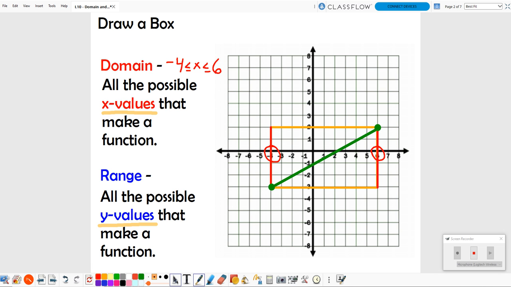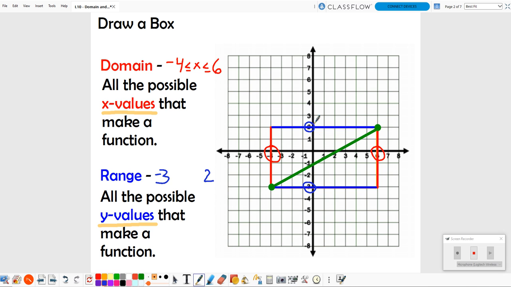Now for our range, we're going to do the same thing, except this time we're looking at all the possible y values. So instead of looking at the left and right side of the box, now we're going to be looking at the top and the bottom of the box. So again, the top of my box here is at 2. The bottom of my box, I know it's a little hard to see, but it's at -3, -1, -2, -3. So when we go to write the range, we're going to again put our lowest value, which is -3, all the way up to our highest value up here, which is +2.